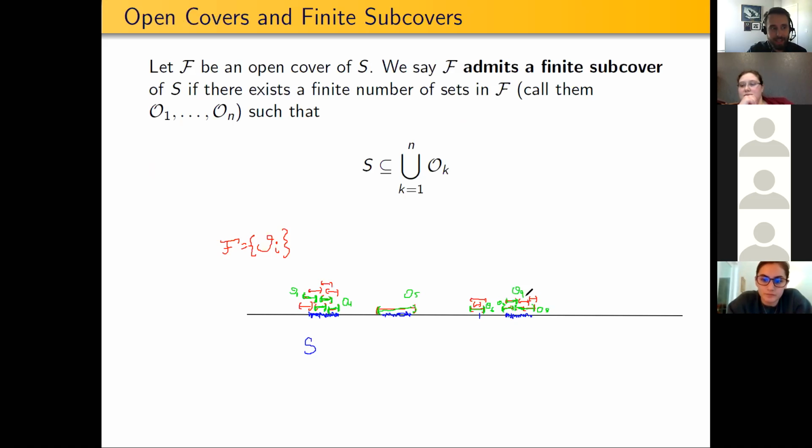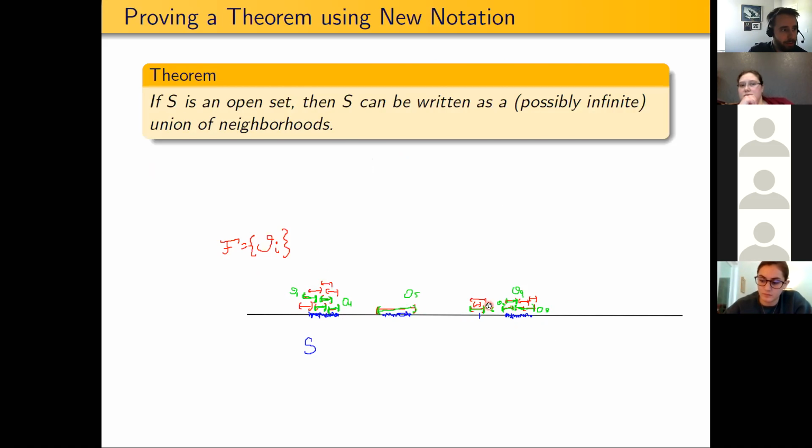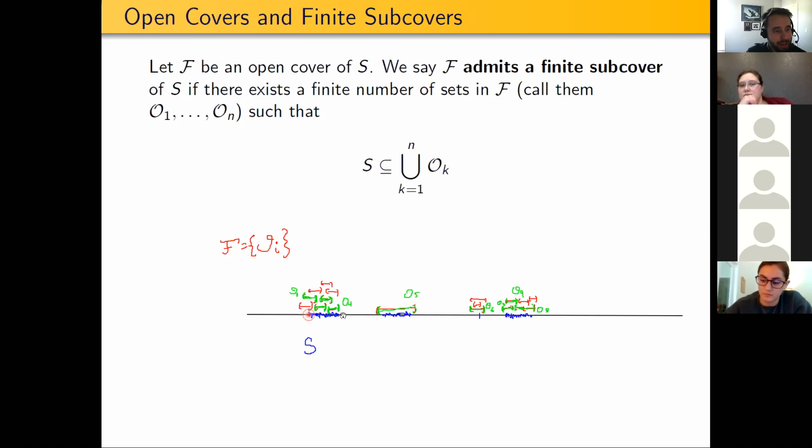So what I've done is I've taken my infinite collection. Again, remember, we're pretending that I had drawn infinitely many red sets, but I'm specifically identifying these 9 green sets. So 9 being a finite number, I have found a finite collection within my set F that also covers S.